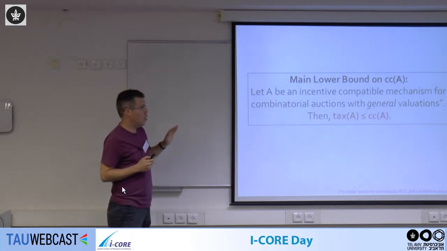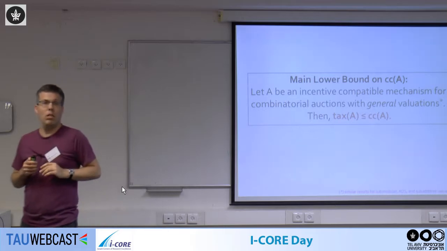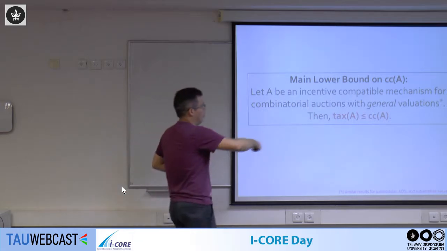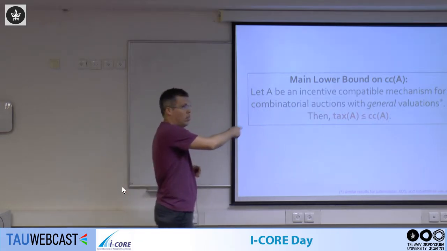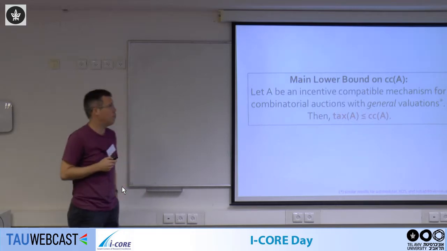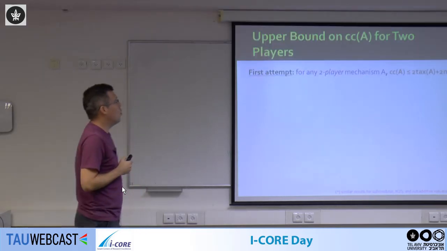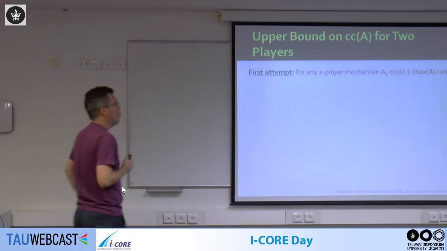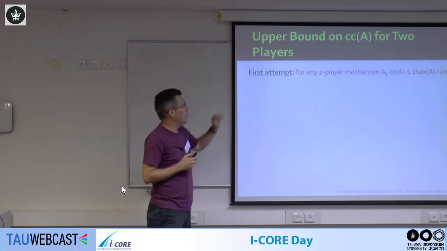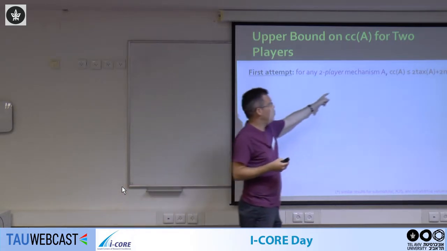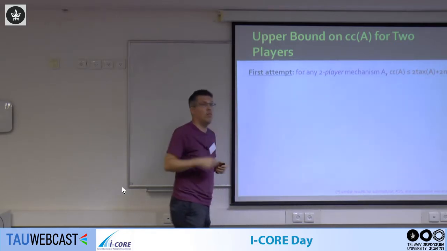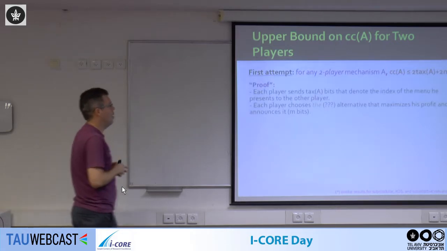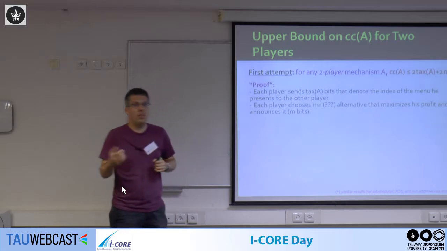The proof of this is not that easy. I don't think I will have time today to show you this theorem. But what I do want to show you is how to prove the other direction, which essentially says that the communication complexity is at most the taxation complexity. So let's focus for a second on the case where we have only mechanisms for 2 players. And I want to claim that the communication complexity of A is 2 times the taxation plus some additional polynomial factor. This is not going to work, but here's the idea. We have 2 players.